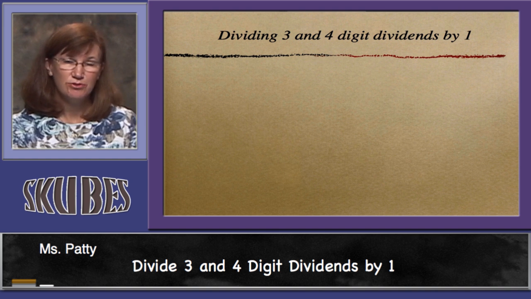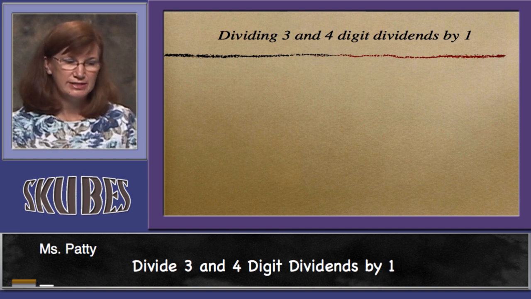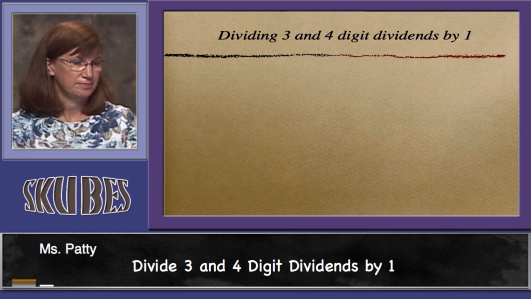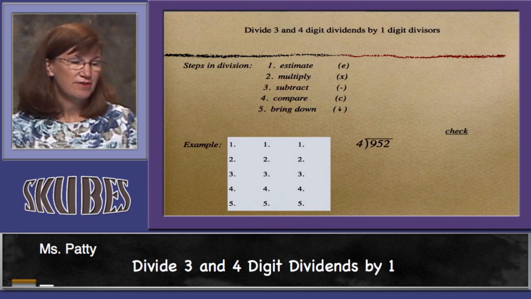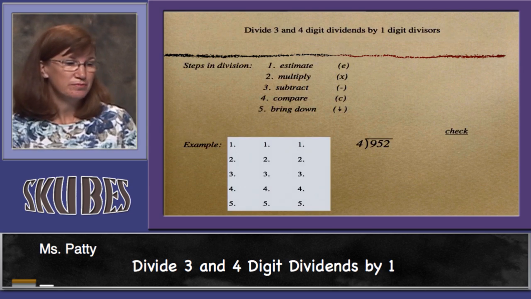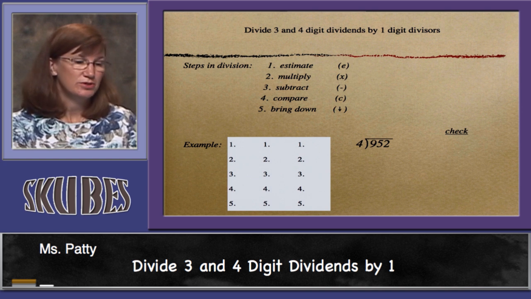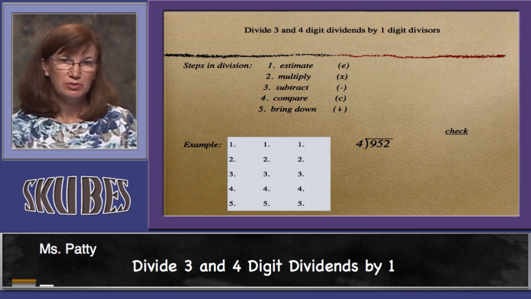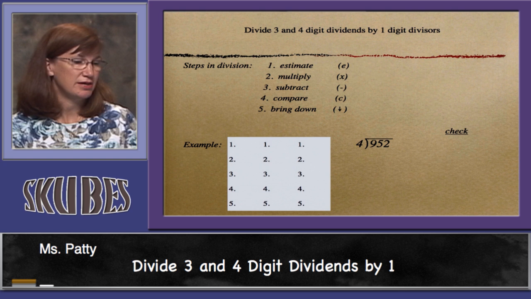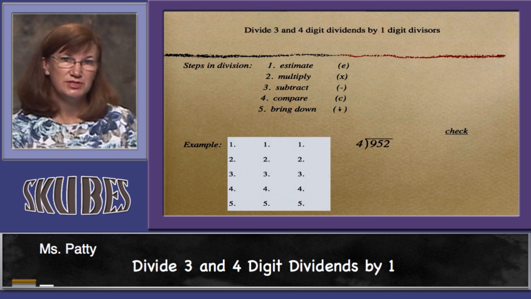This lesson is dividing 3 and 4 digits by 1 digit. There are 5 steps in any division problem. They are estimate, which I represent with an E, multiply, we represent with the times sign, subtract, compare, and bring down. You can see all of the symbols.